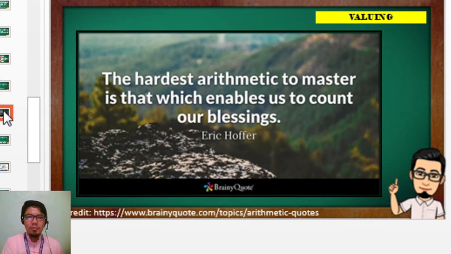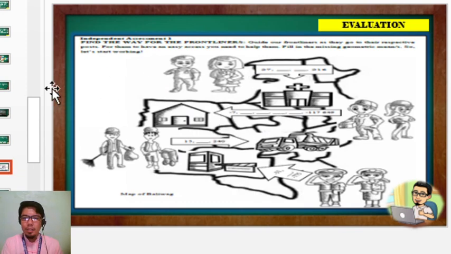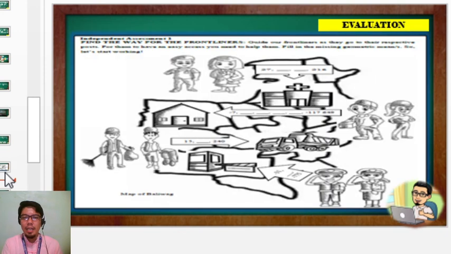Now, always remember that the hardest arithmetic to master is that which enables us to count our blessings. So, for your activity, just answer Independent Assessment 1, entitled Find the Way for the Frontliners, on page 12 of your Self-Learning Module 4. So, show your complete solution. This is on page 12 of your self-learning module.